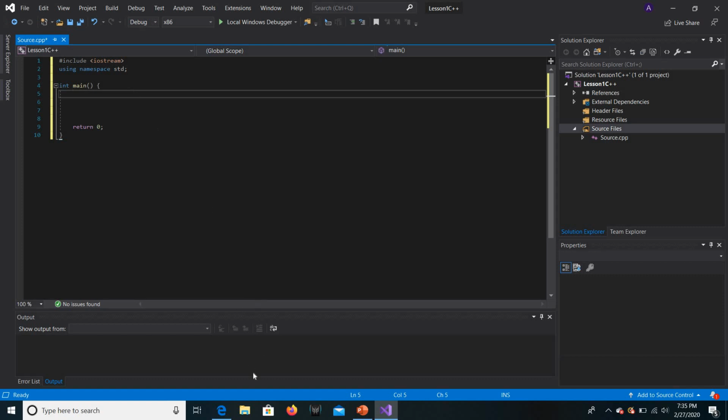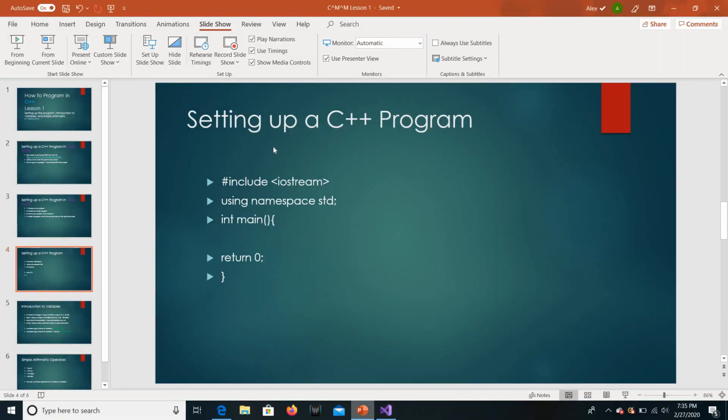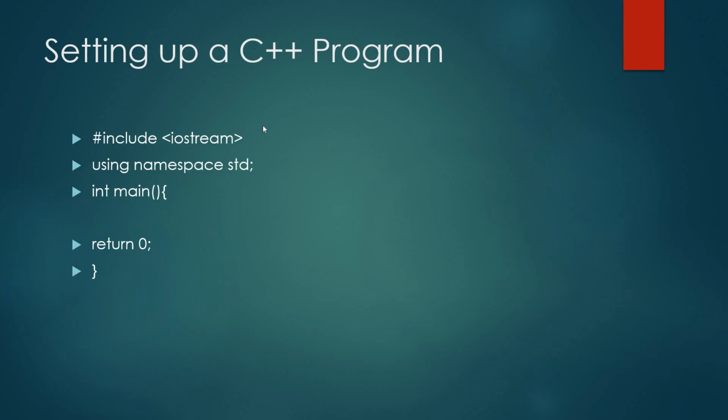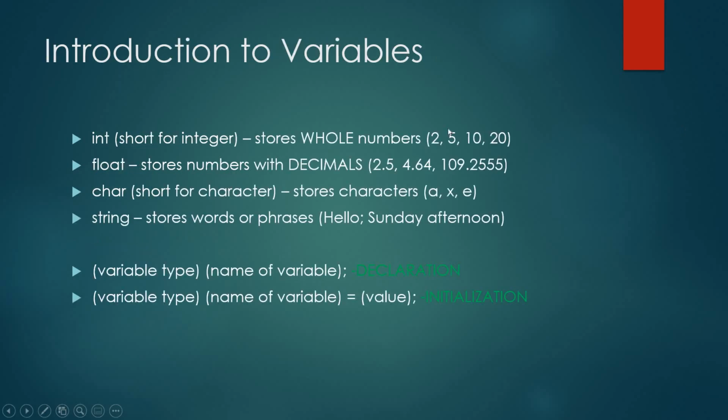So let's go back to our PowerPoint, and let's start talking about variables. Those are like the building blocks of what we need to first start learning programming. So, introduction to variables. Think of a variable as something that stores a value. Think of it like a box. You put stuff in a box and it stores something. It's kind of like a variable. A variable will hold a value. It can be numbers, characters, phrases.